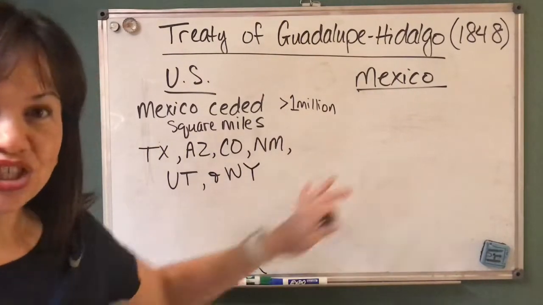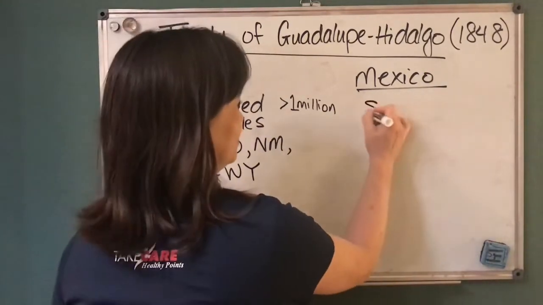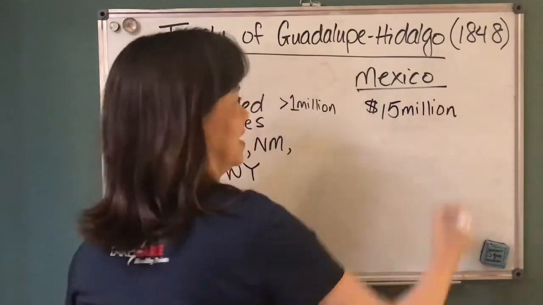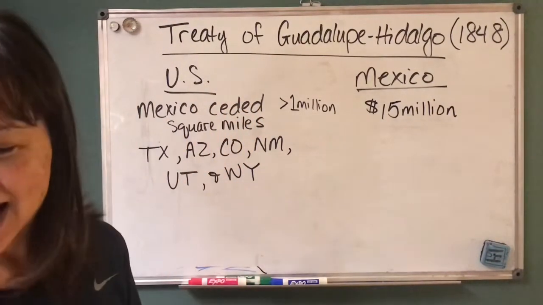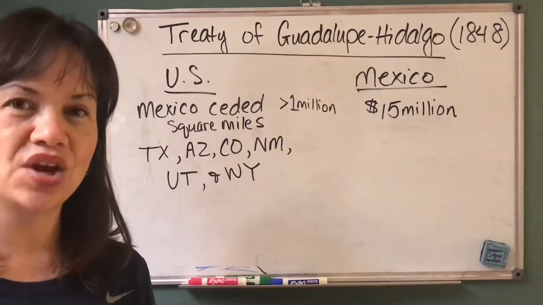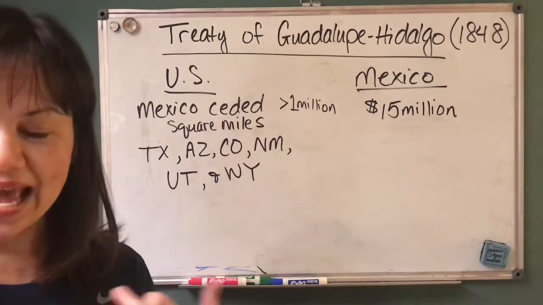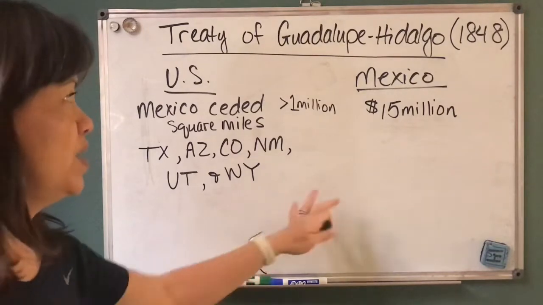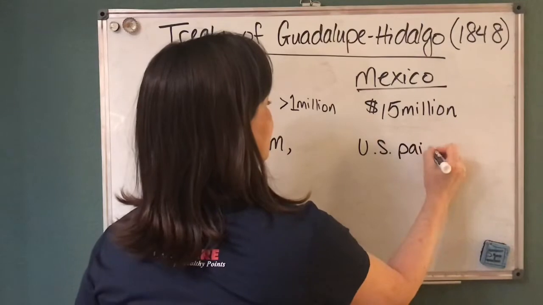In exchange, the United States gave Mexico $15 million. That was not a lot of money for that amount of land. They also agreed to pay any debts that Mexico owed to Texas. So the United States assumed all of those debts and paid them for Mexico so that Mexico would not have to. So the U.S. paid debts.